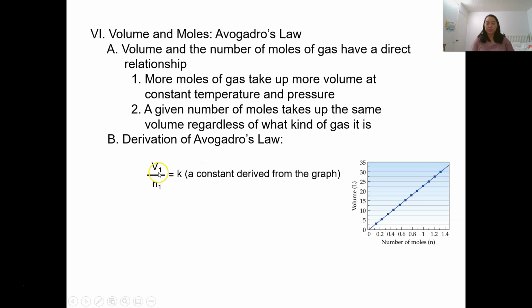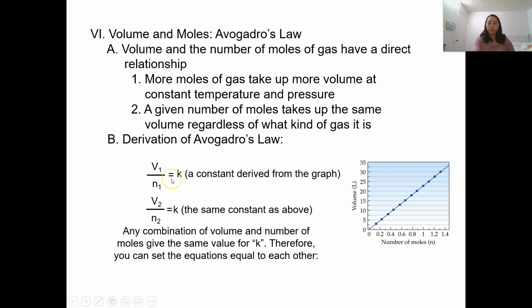What happens is that when he took the volume number corresponding to a mole number, he finds that the ratio equals K, which is a constant derived from a graph like this. Then after changing the condition of that gas, just like how Gay-Lussac did, he found that the new volume and the new mole also give him the exact same constant as before. So any combination of the volume and a number of moles gives the same value for K.